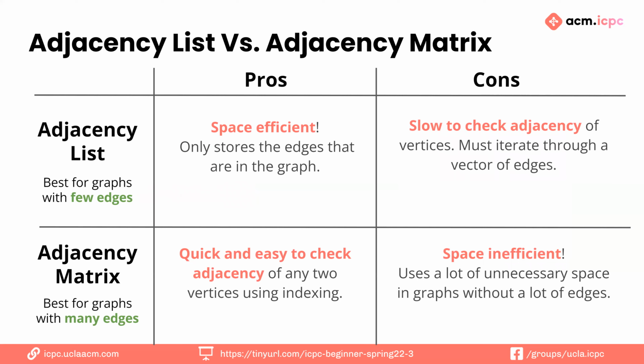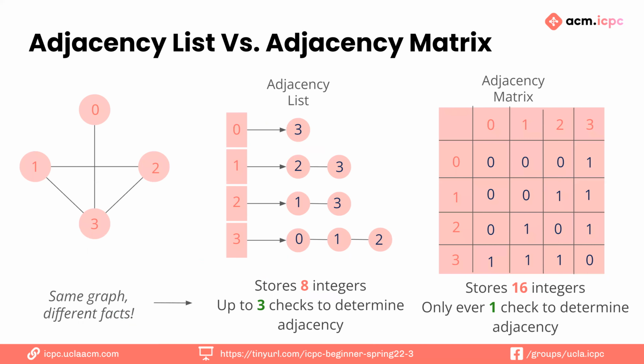And now some comparisons between the two. Adjacency lists are pretty space efficient, as opposed to an adjacency matrix, which always needs n squared space. But adjacency lists are really slow at checking adjacency of two vertices. If you think about it, you have to go through the entire list before you can be sure that this vertex is not adjacent to that. But in adjacency matrices, if you're given two vertices, you can instantly decide whether they're adjacent or not just by looking at that location in the matrix.